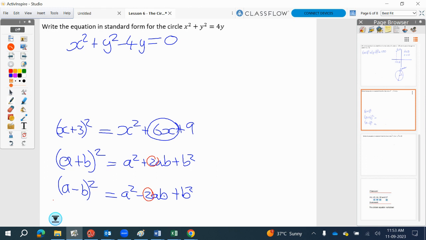Now, we don't have all three terms. We'll not worry about that. So if this minus 4y is the middle term like that, then what should A be and what should B be? 2, 2. A is going to be y.